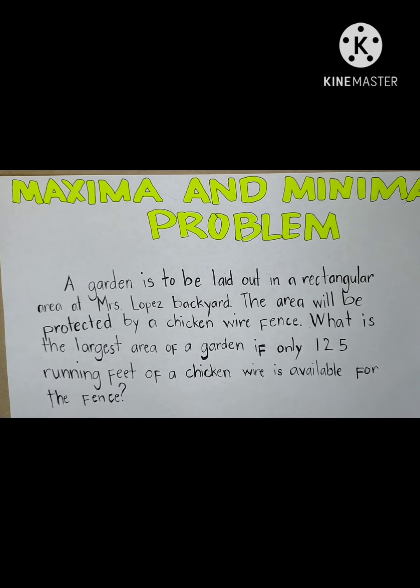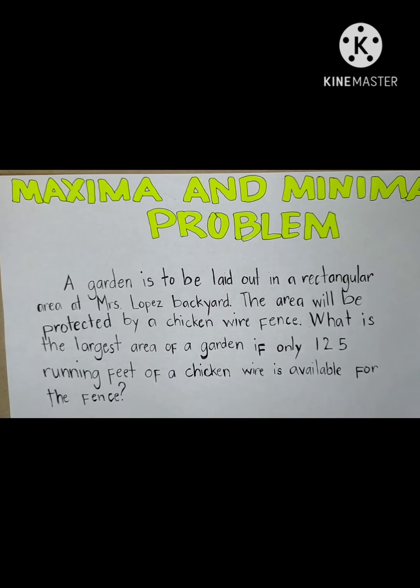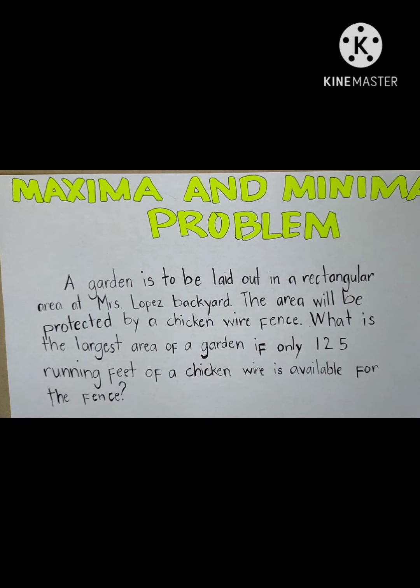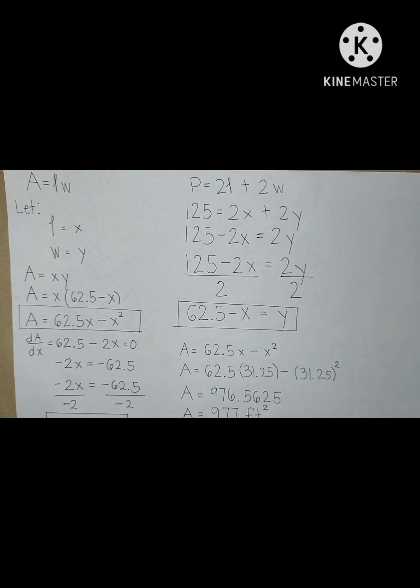So now let us proceed to the last, which is the derivative of a maxima and minima problem. A garden is to be laid out in a rectangular area at Mrs. Lopez's backyard. The area will be protected by a chicken wire fence. What is the largest area of the garden if only 125 running feet of chicken wire is available for the fence?